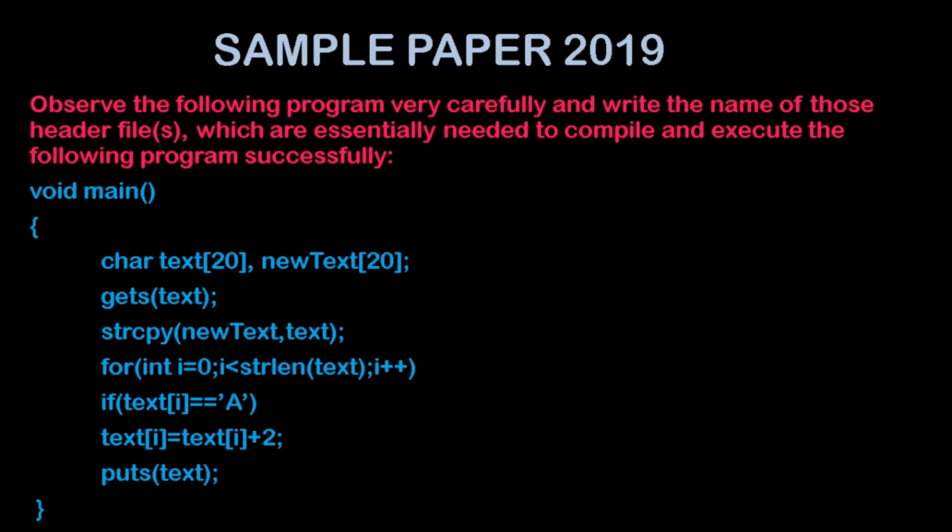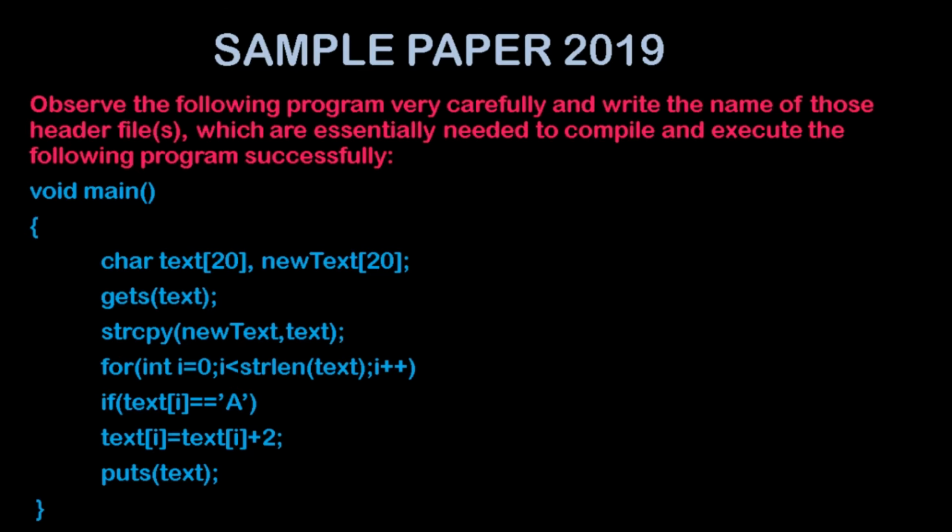void main, char text[20], newtext[20], gets(text), strcpy(newtext, text), for (int i = 0; i < strlen(text); i++), if text[i] == 'a', text[i] = text[i] + 2, puts(text).